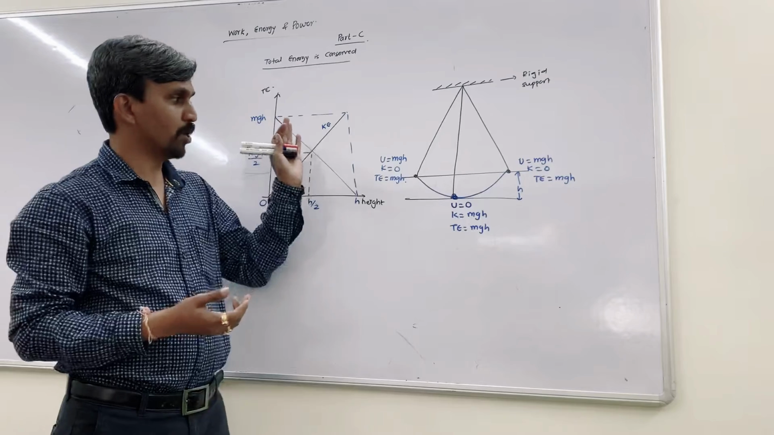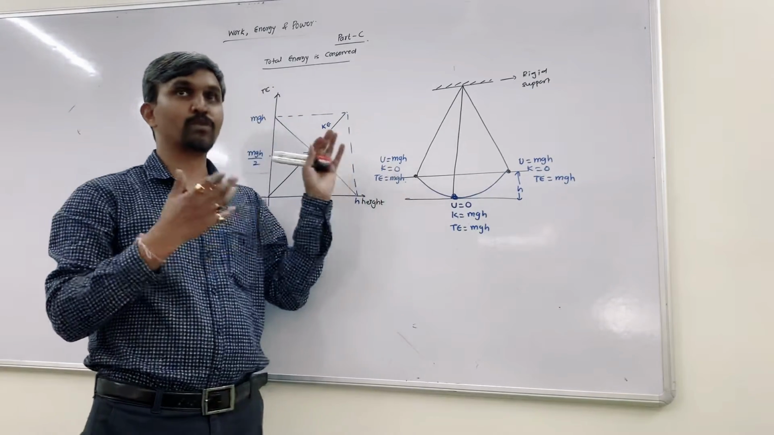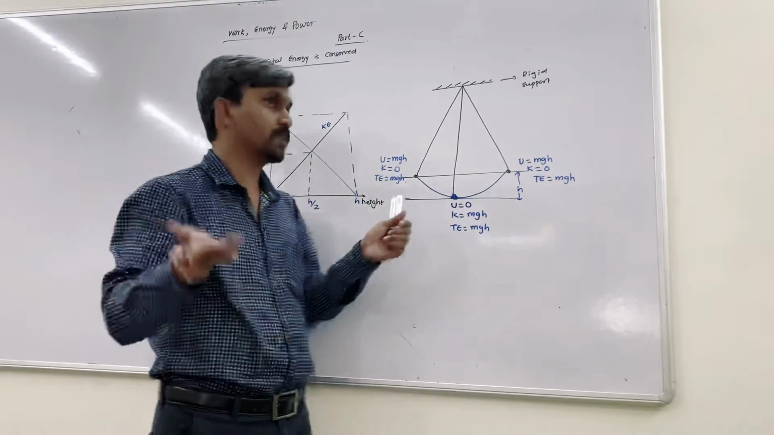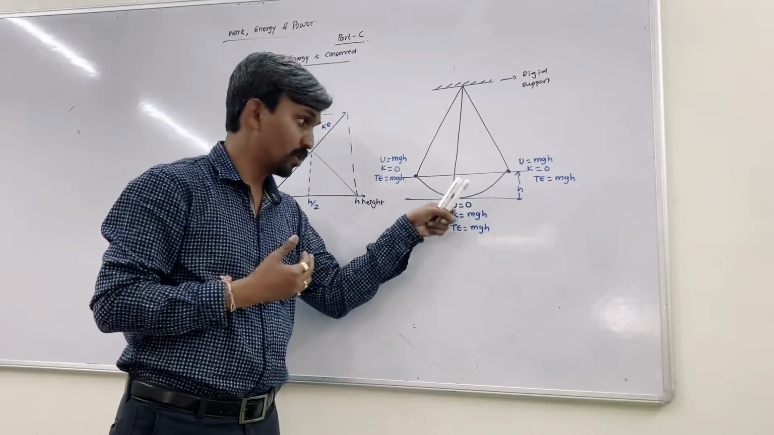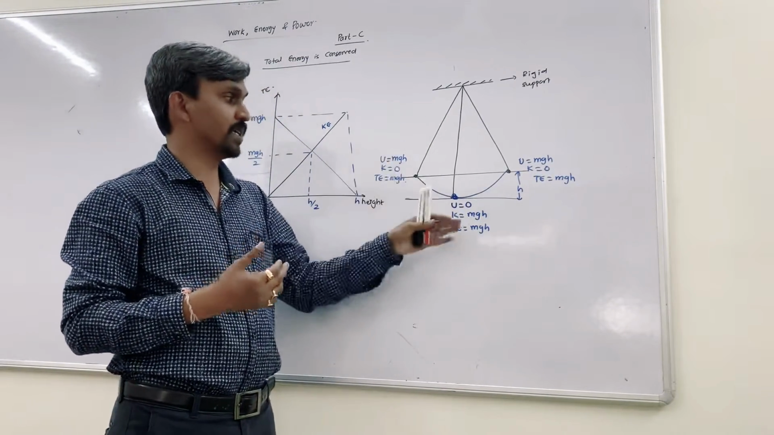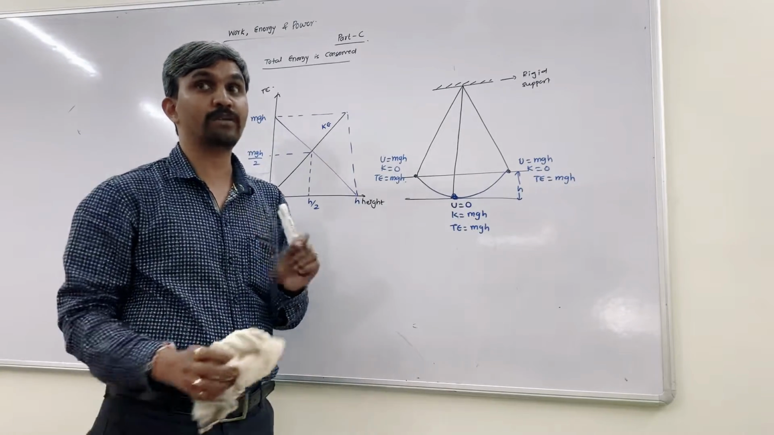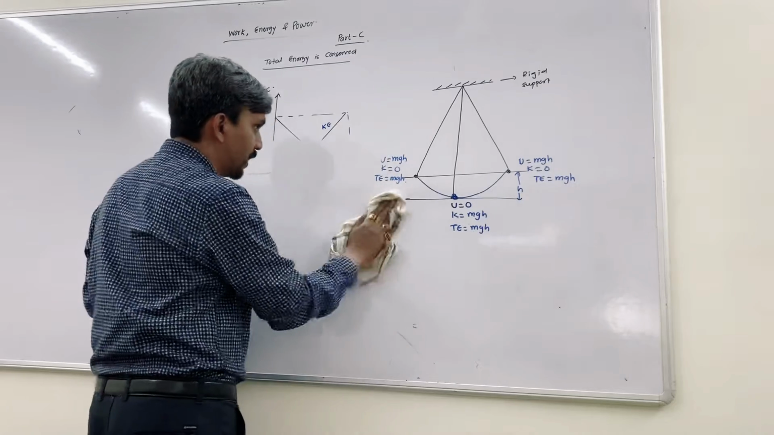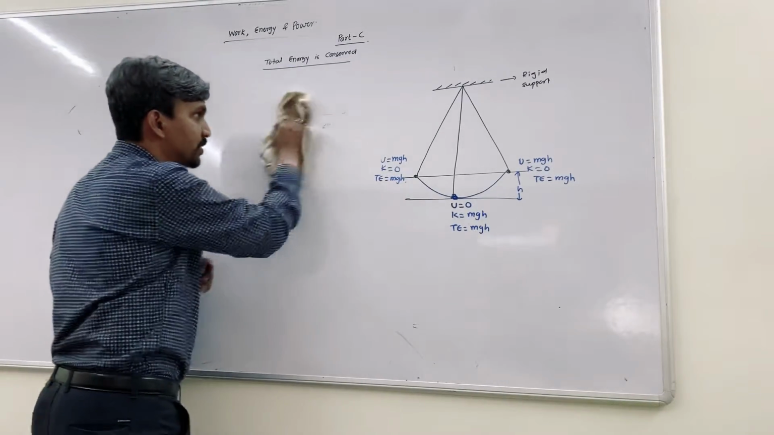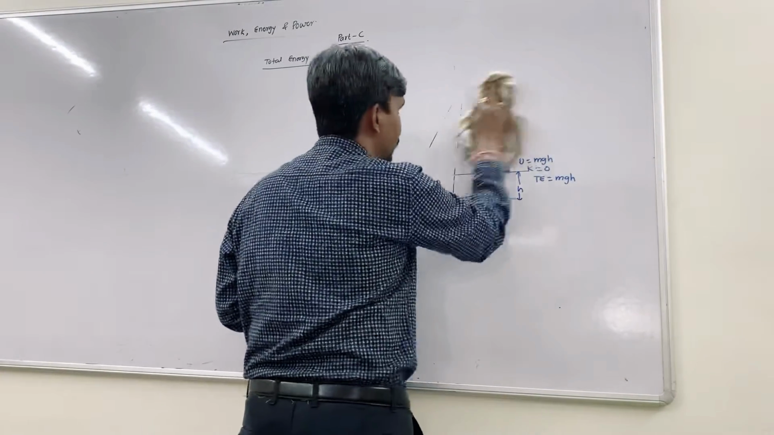Okay, when the bob is at extreme position, it possesses only potential energy. When it is released, it possesses both potential as well as kinetic. When it is at the lowest point, it possesses only kinetic energy because potential energy will be 0 at that point. Now, in this part, there are only 6 numericals.